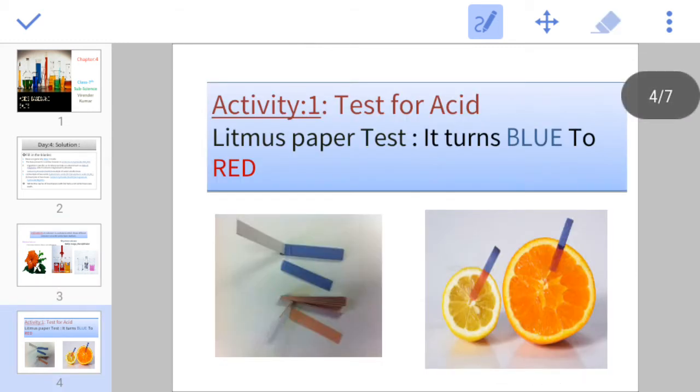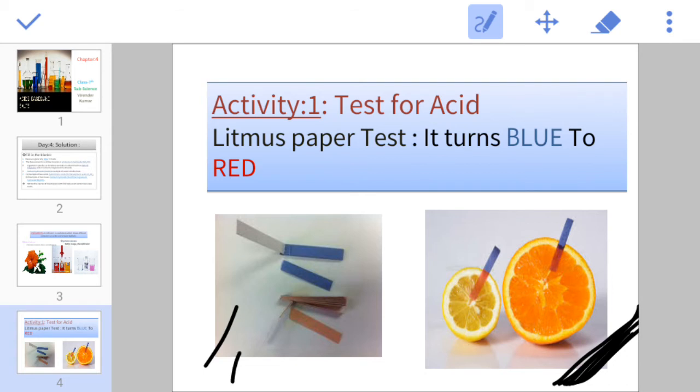Next topic is the test for acid. We can confirm which acid is present in the lemon, but we can also confirm whether acid or base is present in a substance.